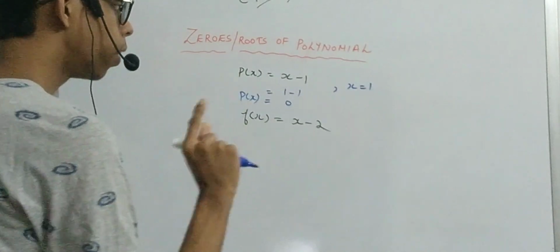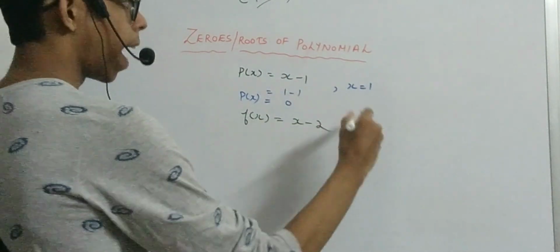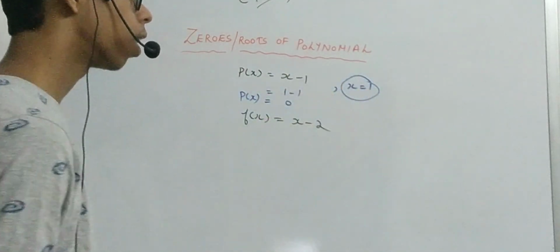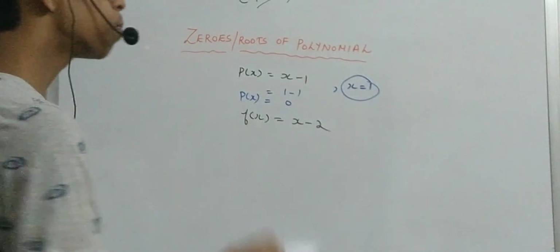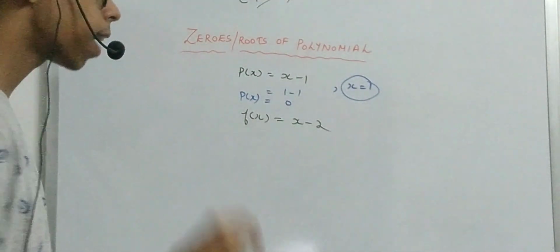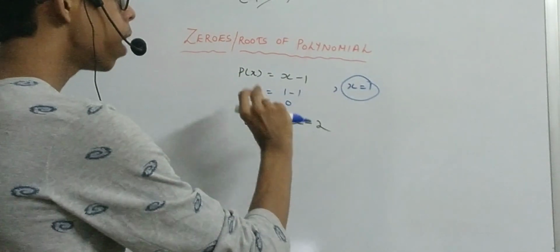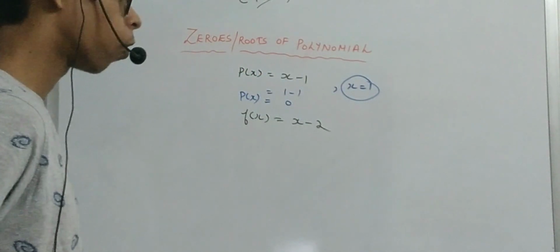So the value at which the polynomial becomes 0, that means this 1, this 1 that I have written over here, is the zero or root of this polynomial. That is what we call it. The value at which the polynomial becomes 0 is called the zero or root of the polynomial.